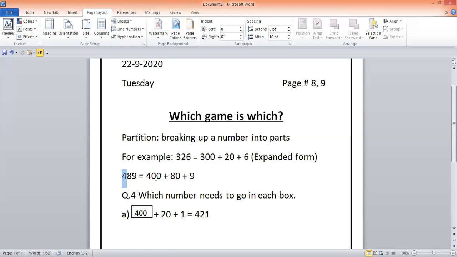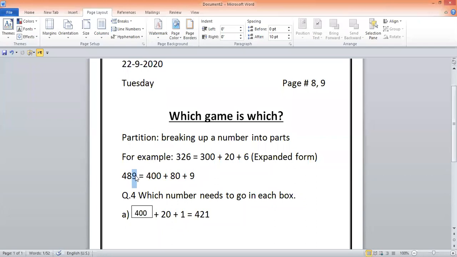So I will write 400 plus, because 400 is not alone here. There is 8 also, 9 also. Then I'll ask you, what is the value of 8 here? You will say, sir, 80. We'll write 80. And plus, I will write the value of 9. Because 9 is on the ones place, its value doesn't change. I will write 9 as it is. In that way, we have to break it up.